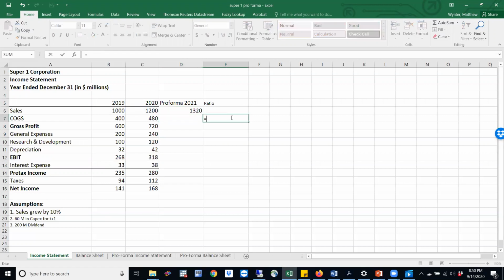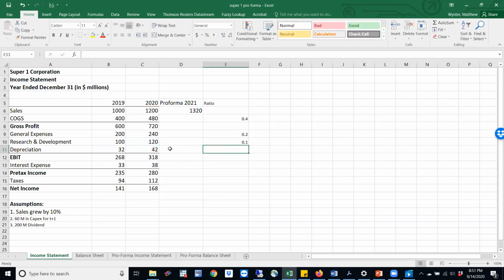Our cost of goods sold. So our cost of goods sold is going to be a fixed function of our sales from last year. Our general expenses are going to be a fixed function of our sales from the year. Our R&D is going to be a fixed function of sales.